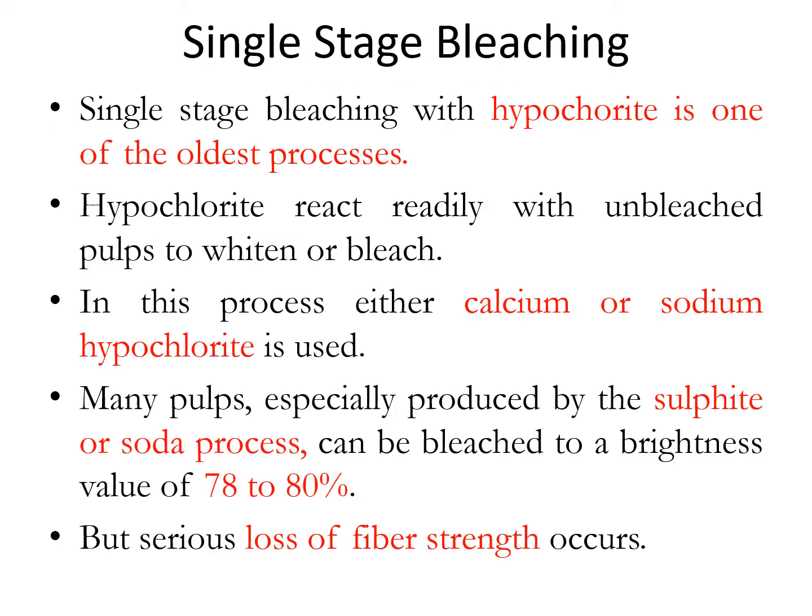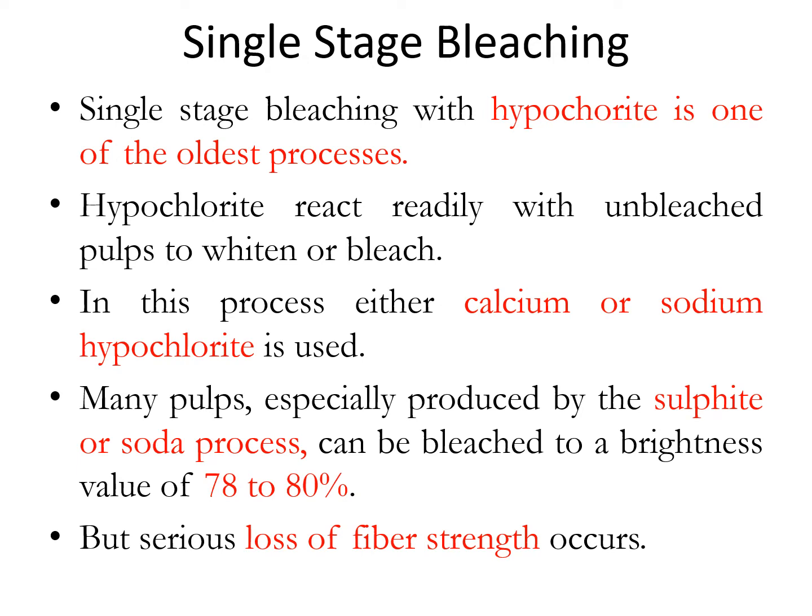Now, talking about single stage bleaching, it is done by using expensive, more selective bleaching chemicals like calcium or sodium hypochlorite. Actually, this is the oldest process, and especially for pulp produced by the sulfite or soda process, it can brighten the pulp up to 80%. But serious loss of strength occurs as you are bleaching it in a single stage using hypochlorite.